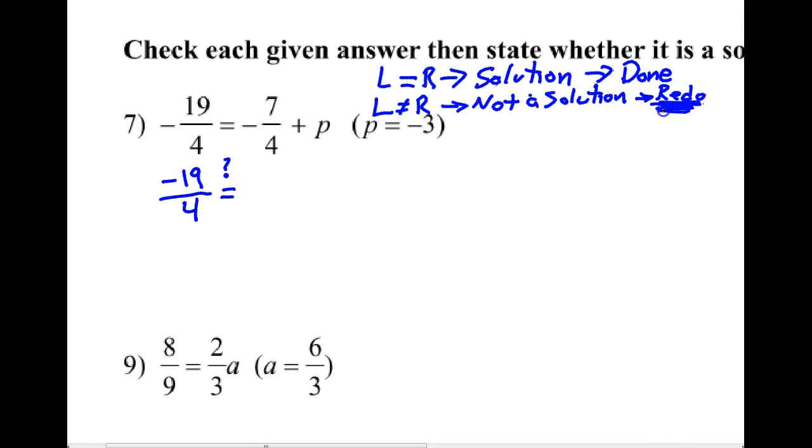So this is the most important part about everything we're doing today. If it's not a solution, you have to redo it. Not these actual problems, because we're just checking for this. But from here on out, anytime you can get this not equal to each other, you're not done with that problem. Keep redoing it. So is 19 over 4 equal to negative 7 over 4 plus negative 3? That's the question.